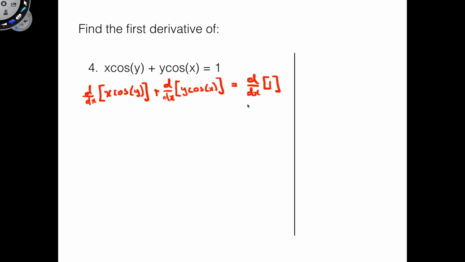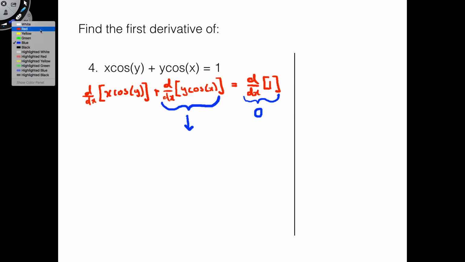So notice that this is just going to equal 0, because the derivative of a constant is always 0. Now let's talk about this part here. This is going to be slightly trickier. So the derivative of y cosine of x. Notice that we're going to have a product rule in there. We've done some practice with the product rule, so I'm going to go through it pretty quickly.